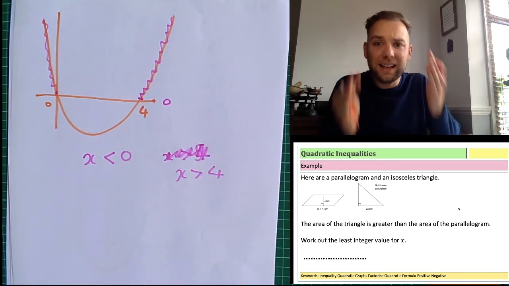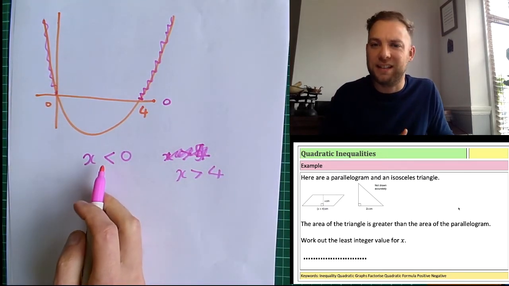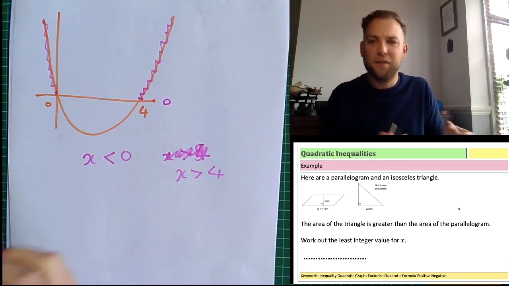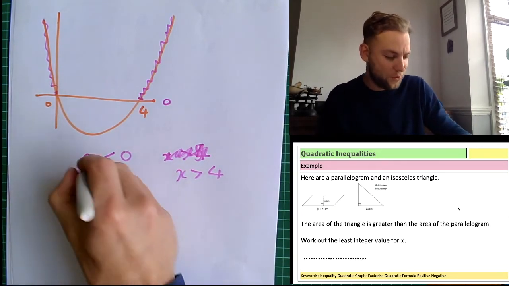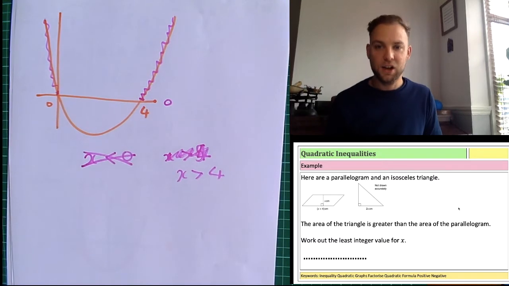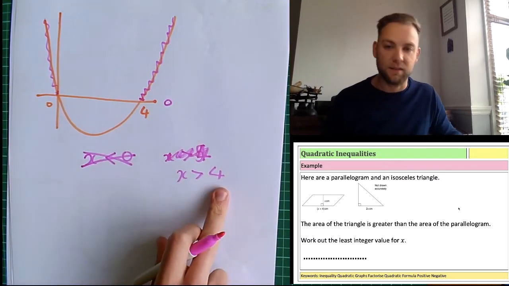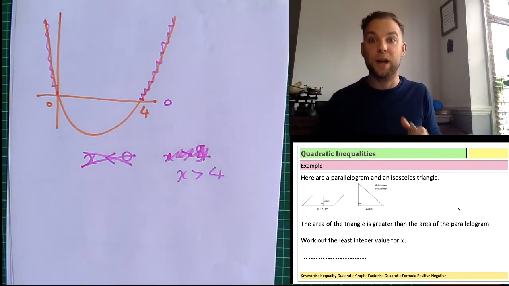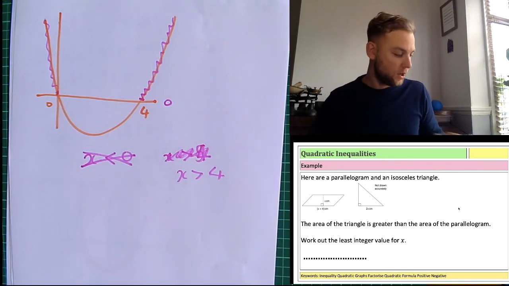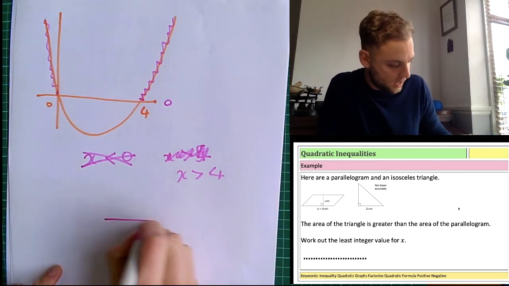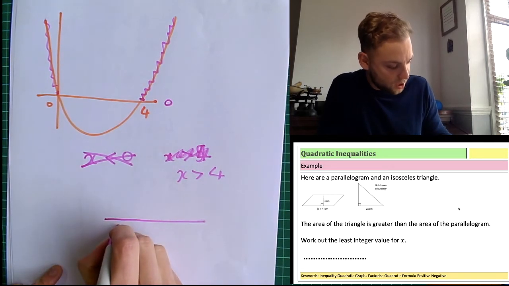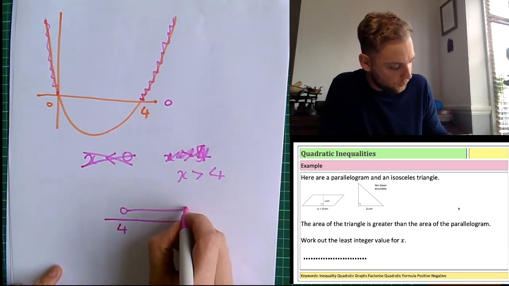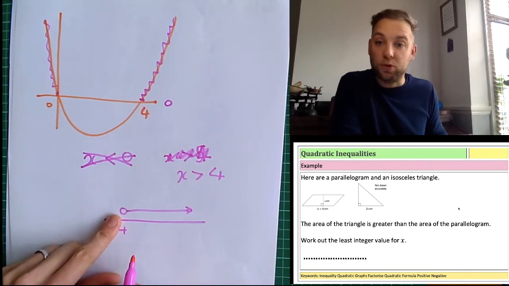Now, because these are lengths, can you have a length which is less than 0? Can you have a -1, a -2 length? No, you can't. So it can't be that. So we're looking for when x is greater than 4. And it says the least integer value. Now an integer is a whole number. So if I was to draw this here, it'd start at 4 here and it'd be going right. But it's not equal to 4.